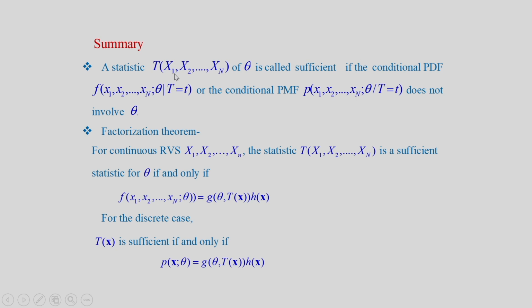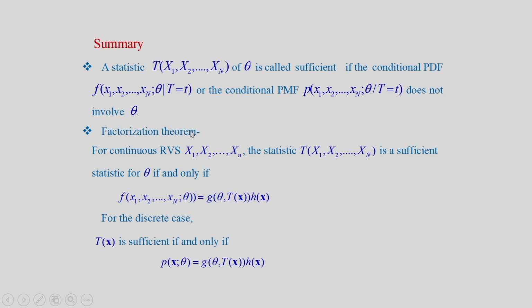A statistic T(X1, X2 up to Xn) of theta is called sufficient if the conditional PDF, that is, the conditional PDF of X1, X2 up to Xn as a function of theta, given that T is equal to t, or the conditional PMF of X1, X2 up to Xn as a function of theta, given T is equal to t, does not involve the parameter theta. Conditional PDF or conditional PMF does not involve the parameter theta.